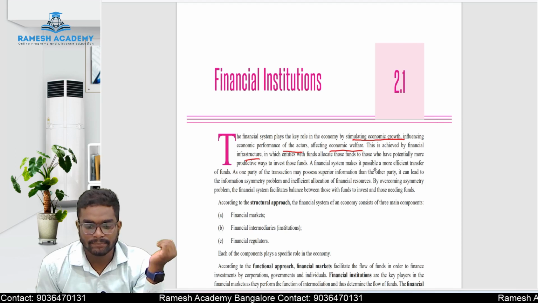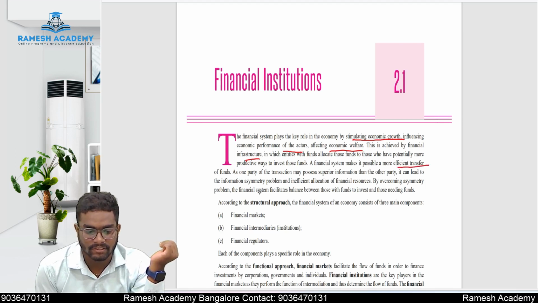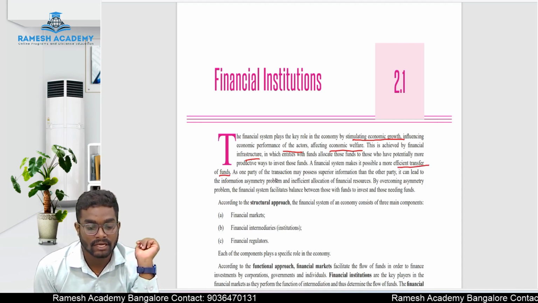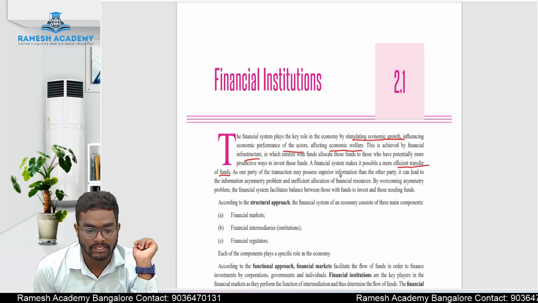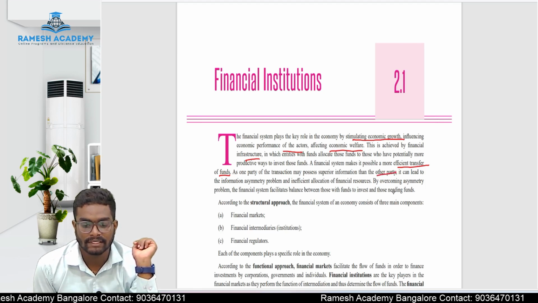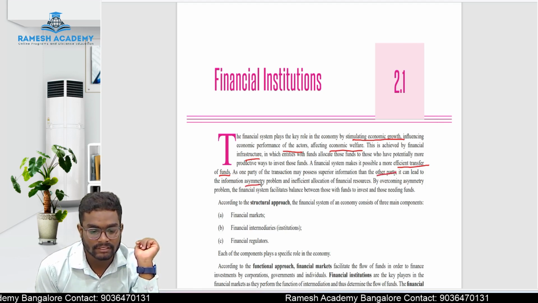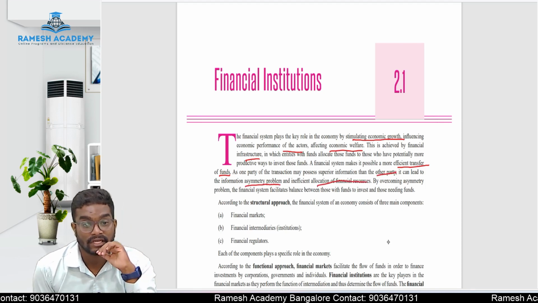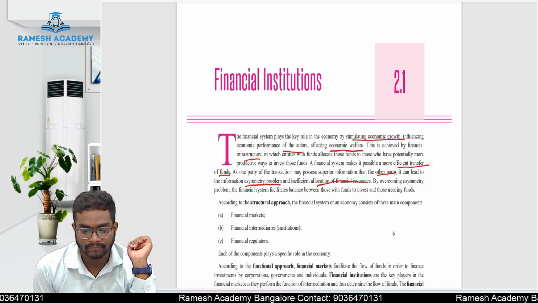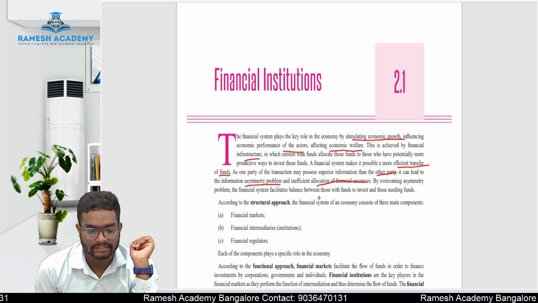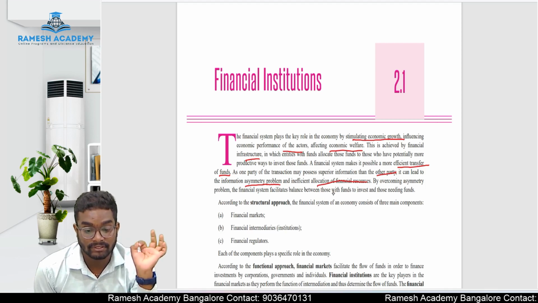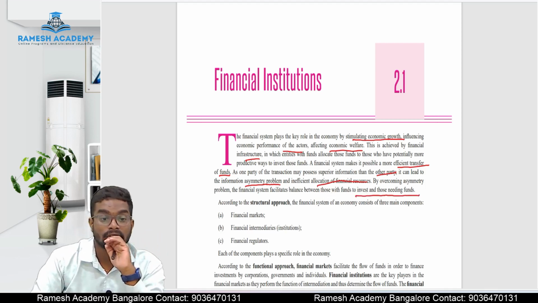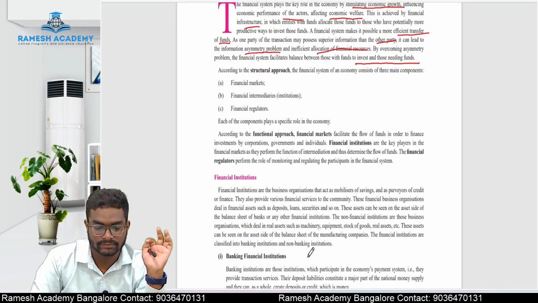So a financial system makes possible a more efficient transfer of funds. It is an efficient way of transferring funds, as one party of the transaction may possess superior information than the other party. It can lead to an information asymmetry problem and inefficient allocation of financial resources. So if there is no financial institution, there might be a problem. By overcoming the asymmetry problem, the financial system facilitates balance between those who invest funds and those who need those funds. So it is a balance between both.